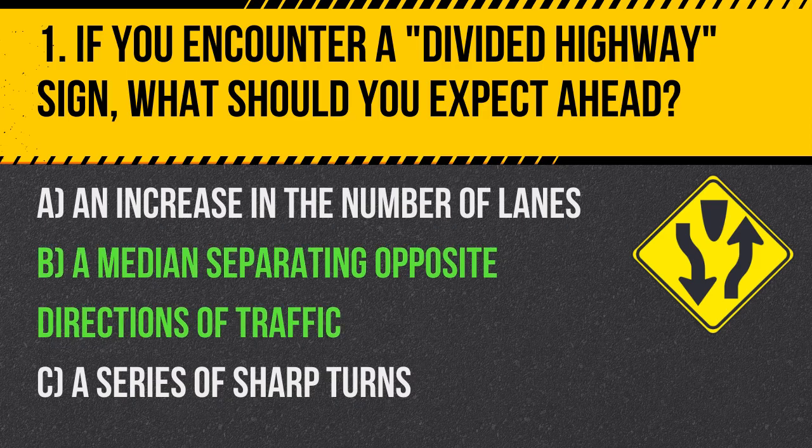Answer B. A median separating opposite directions of traffic. A divided highway sign indicates that the road ahead is split by a median or physical barrier separating traffic moving in opposite directions.